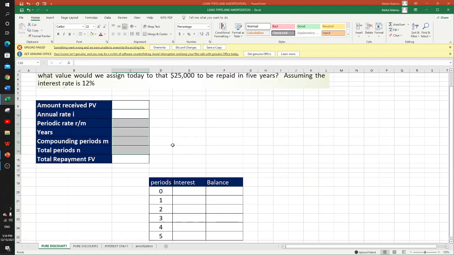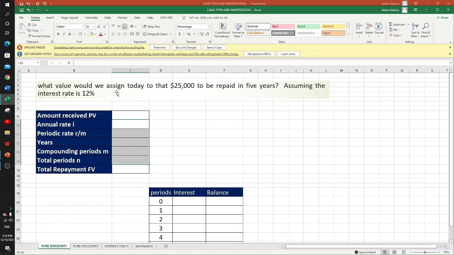Now, here, this is the question. What value will you assign to $12,000 today to be repaid in 5 years? So the amount today is the present value. What is the rate? The rate is 12%. That is the annual rate, 12%. Now, what is the periodic rate?